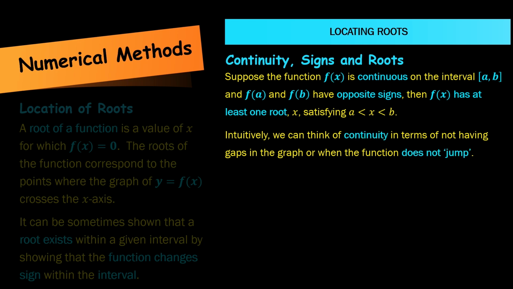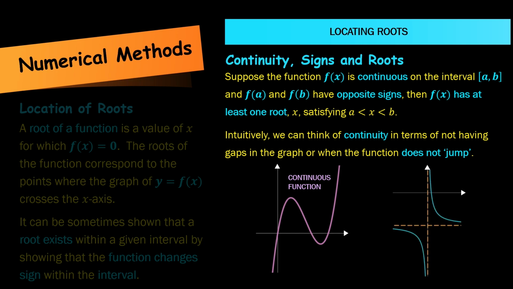Let's now take a look at a couple of examples. This graph is a continuous function. There are no jumps in this graph. And this graph on the right is not a continuous function.